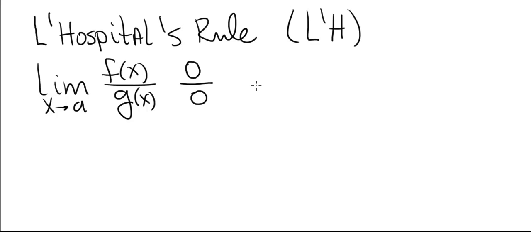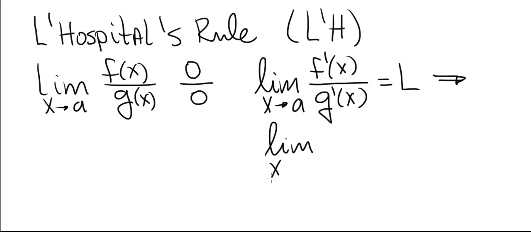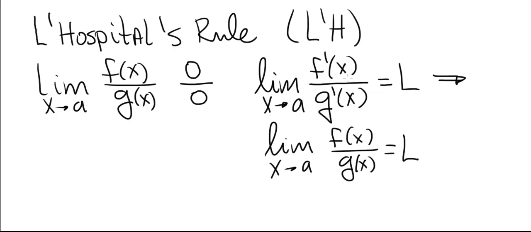Then we look at the limit as x approaches a of f prime of x, that is the derivative of the numerator, over the derivative of the denominator, so that's g prime of x. If this limit is equal to L, and L could be a finite number or infinity or minus infinity, as long as it's not an indeterminate form, that implies that the original limit as x approaches a of f of x divided by g of x also equals L. Notice that we are not using the quotient rule of differentiation. It's just the derivative of the numerator over the derivative of the denominator.